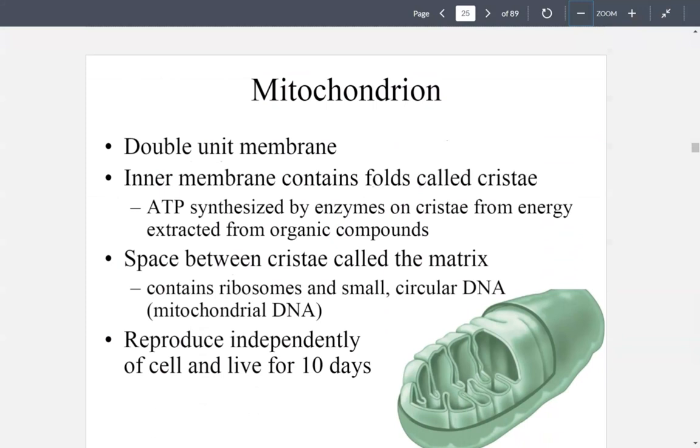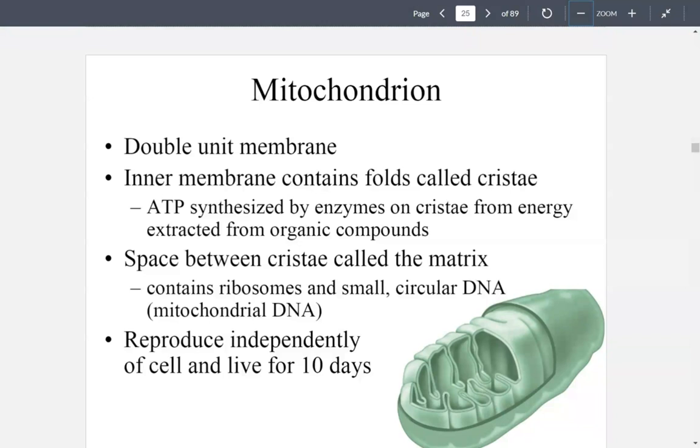And this is just due to the energy production process. Here's the thing. Mitochondria are special. Mitochondria, unlike any other cell organelle in a cell, have their own DNA. They have a small circular DNA that's called mitochondrial DNA and looks very similar to a bacterial plasmid, for those of you who have taken microbiology. Also, the mitochondria contains ribosomes.